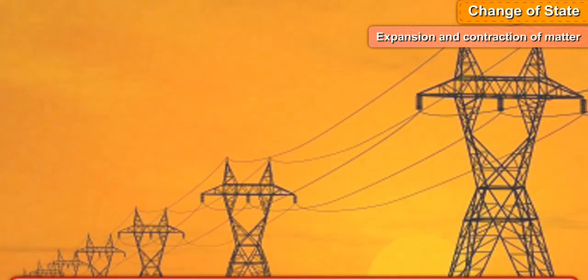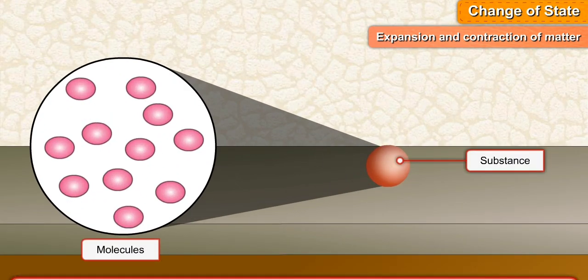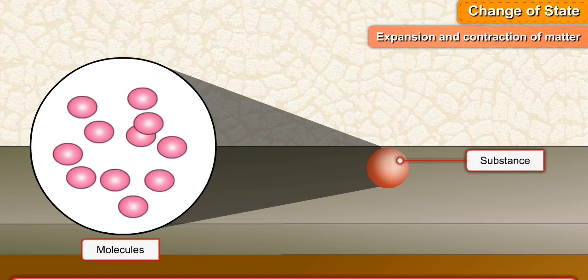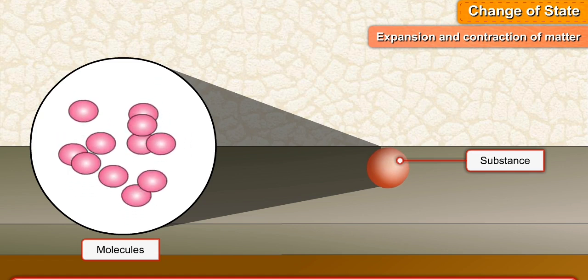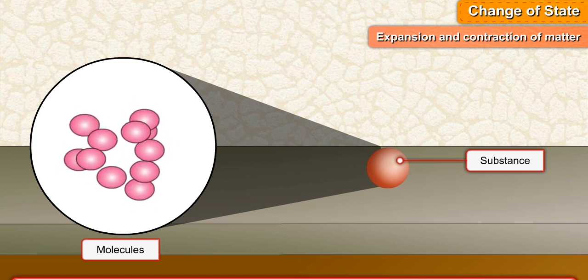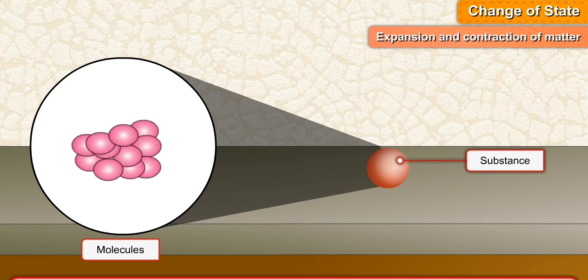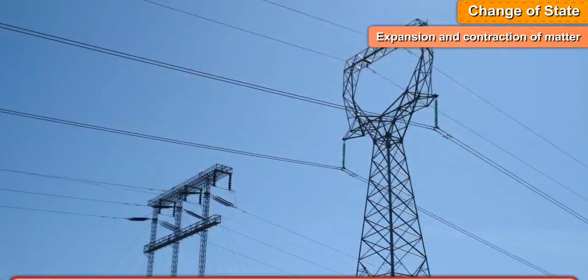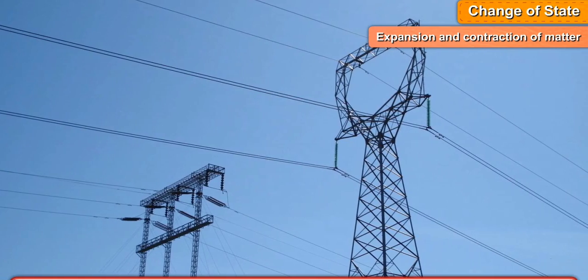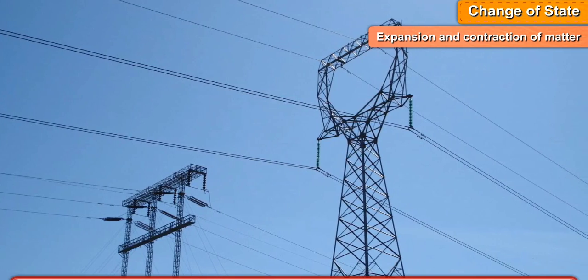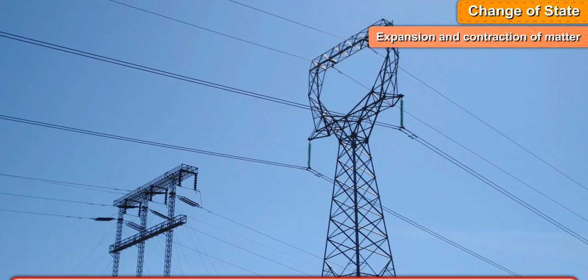On the other hand, when we cool a substance, the movement of molecules slows down. Due to this, intermolecular space between the molecules decreases and the substance contracts. Thus, contraction is the decrease in size of matter on cooling. For example, electric wires do not hang loose between electric poles in winter season.